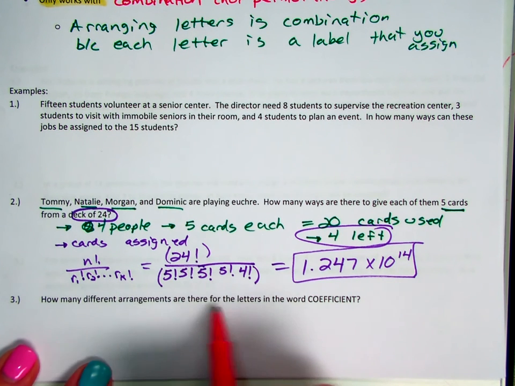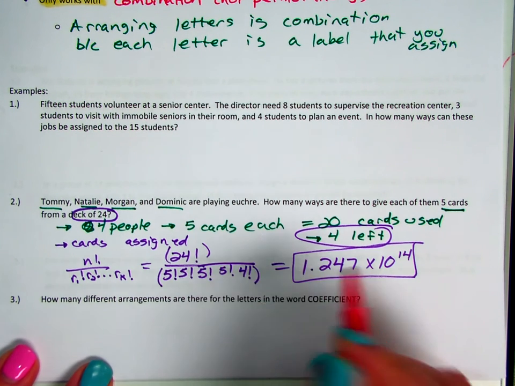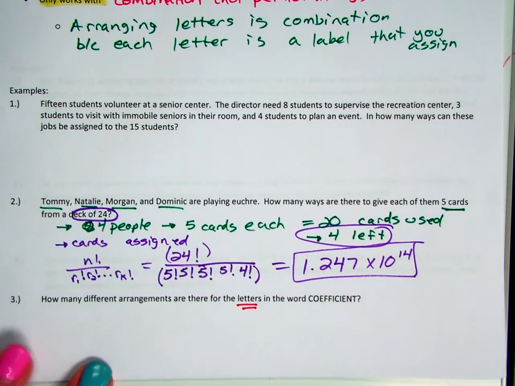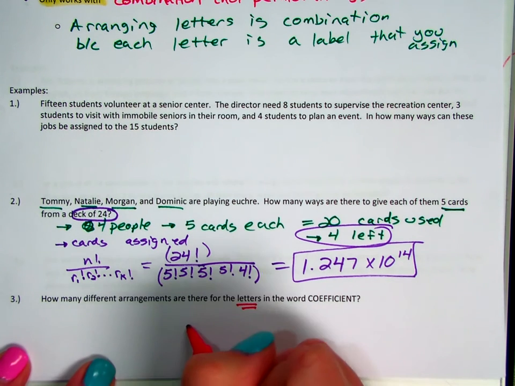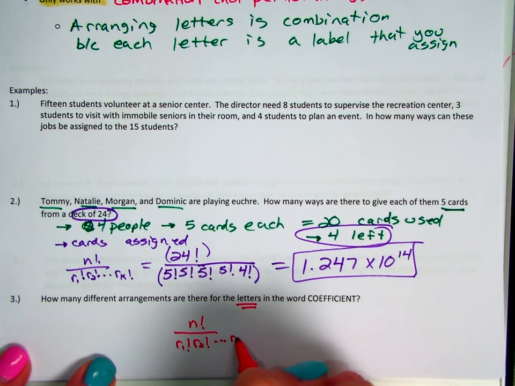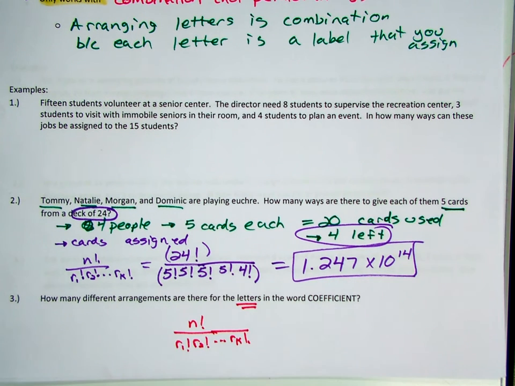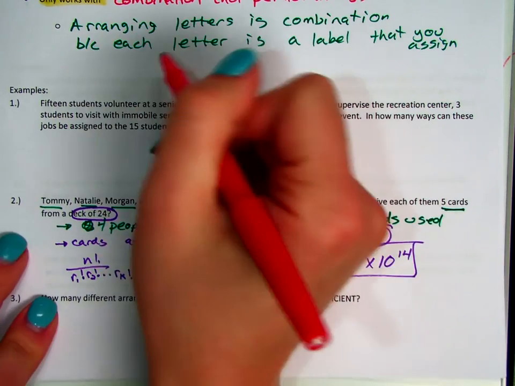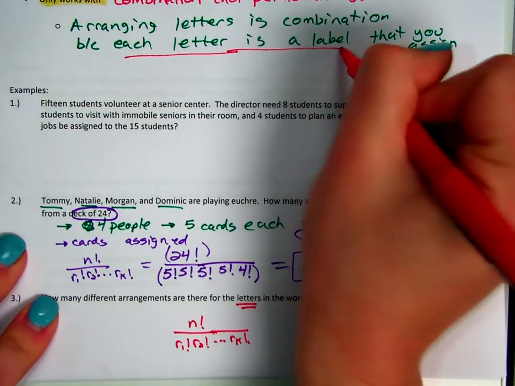How many different arrangements are there for the letters coefficient? So again, this is a letter problem. As soon as I see letters, I know that it's a labeling problem, which means we're doing n factorial over r1 factorial, r2 factorial, so on and so forth. Right? Now the issue is, what am I assigning them? Well, we talked about this at the top. Each letter is a label, right?